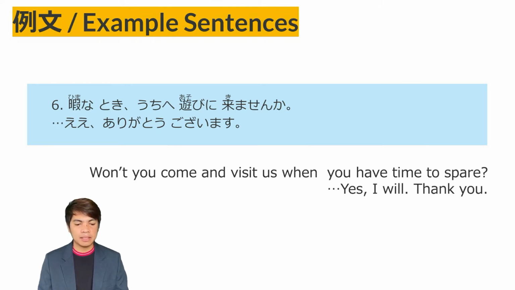Arigatou gozaimasu. So, hima na toki. Hima is an adjective. Now, hima plus toki, we need to use the na. Hima na toki. When I have time to spare, when you have spare time, uchi e asobi ni kimasen ka? So, inviting him, would you come to my house? Arigatou gozaimasu. Thank you very much.